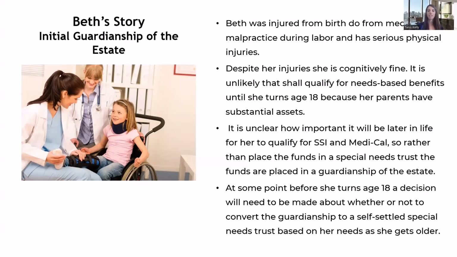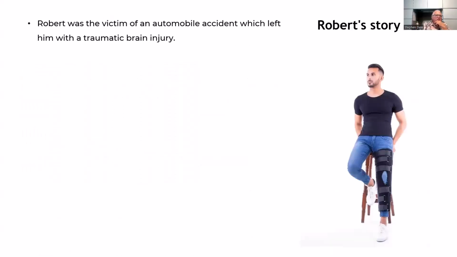So this is where the guardianship of the estate, the minors trust, or the settlement preservation trust can be drafted in a way that allows her that flexibility, because her needs are not linear. We don't know where she'll be, what she'll need. They're a lot more flexible than a special needs trust. I think we have one more scenario, so let's see how this goes.